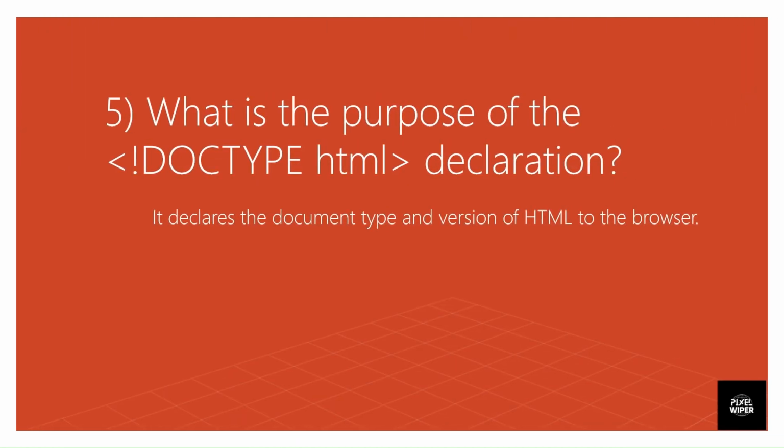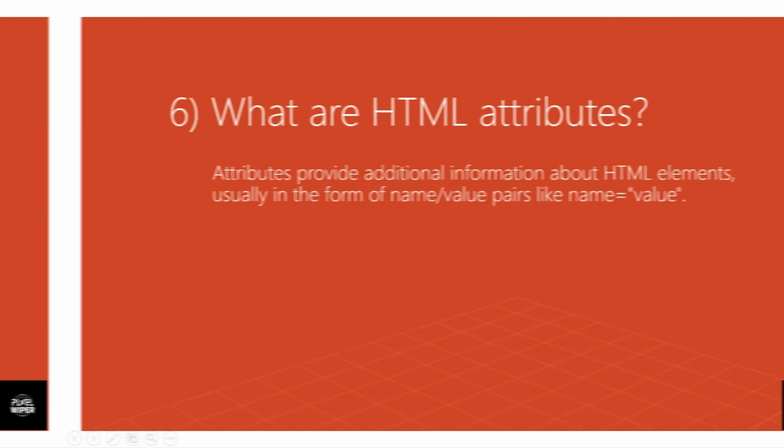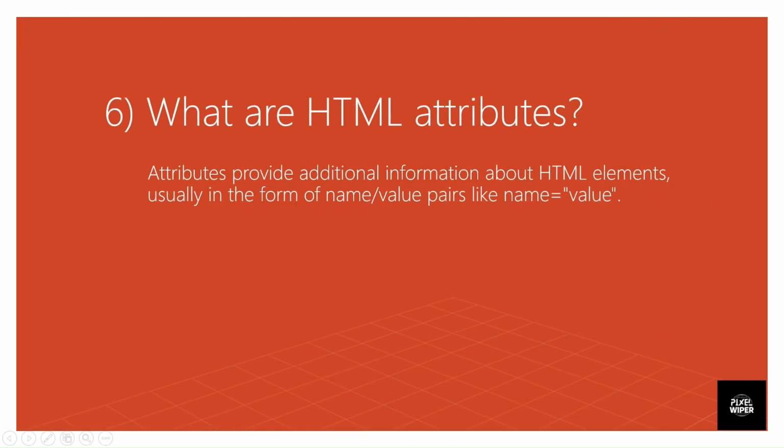What is the purpose of the doctype HTML declaration? It declares the document type and version of HTML to the browser. What are HTML attributes? Attributes provide additional information about HTML elements, usually in the form of name-value pairs like name equals value.